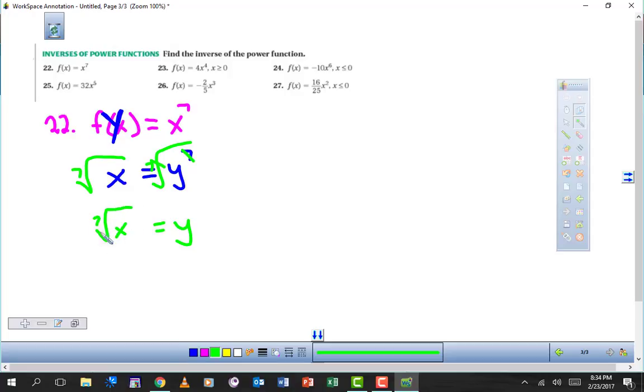Okay, it's a 7. And now the idea is that this isn't really equal to y, because y is really equal to x to the 7th power. But this is the method we use to find the inverse. All we do now is write this as the inverse function.